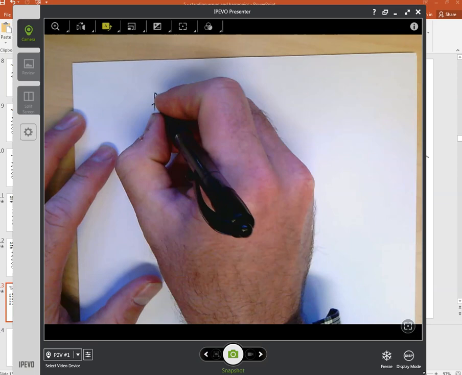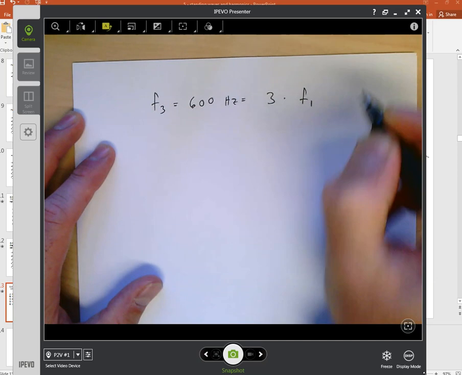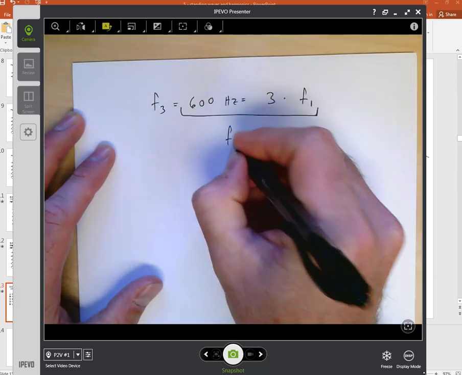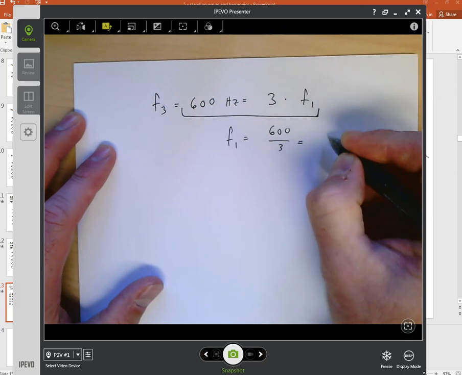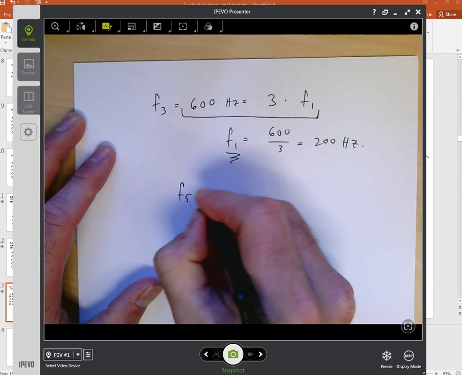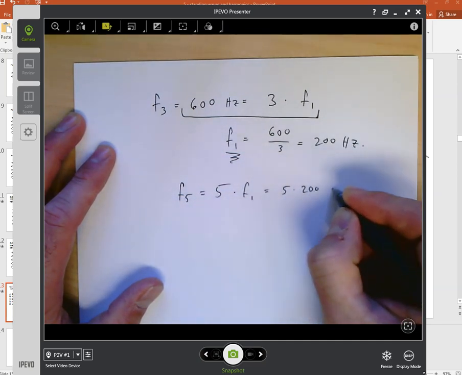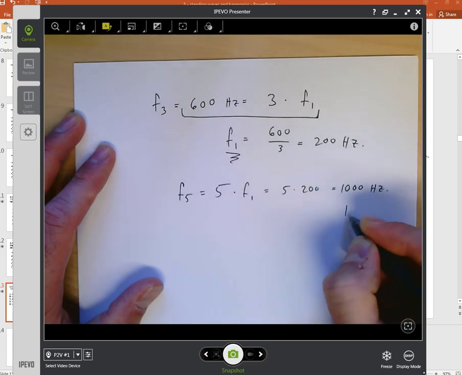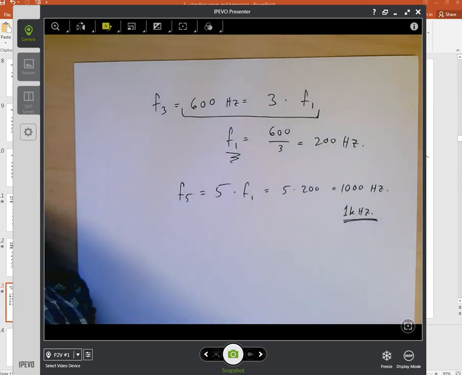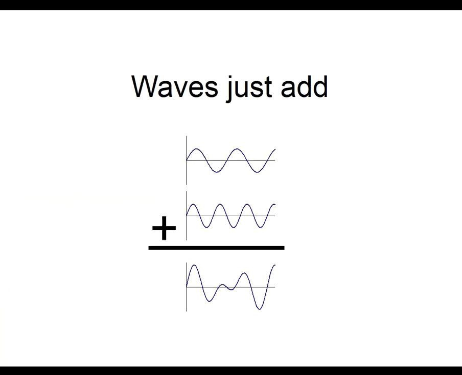So if F3 is equal to 600 hertz, that's equal to 3 times the fundamental frequency. If that's true, the fundamental frequency is 600 divided by 3, or in other words, 200 hertz. Now that I have the fundamental, I want F5. F5 is just 5 times the fundamental frequency, in other words 5 times 200 hertz, which is equal to 1,000 hertz, or you could also write it as 1 kilohertz. That's also okay. Good. Going back to the slides, we can find that the answer indeed is D, 1,000 hertz.